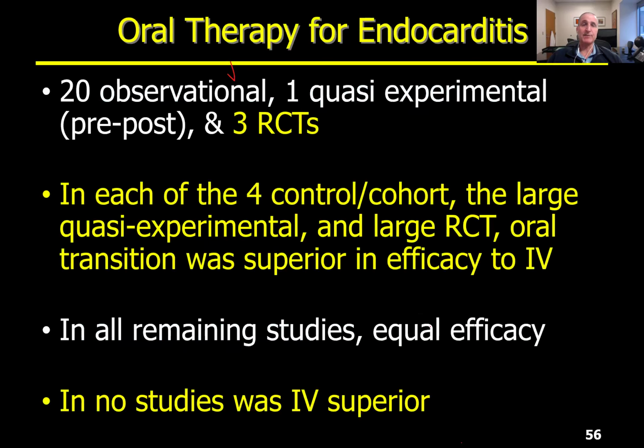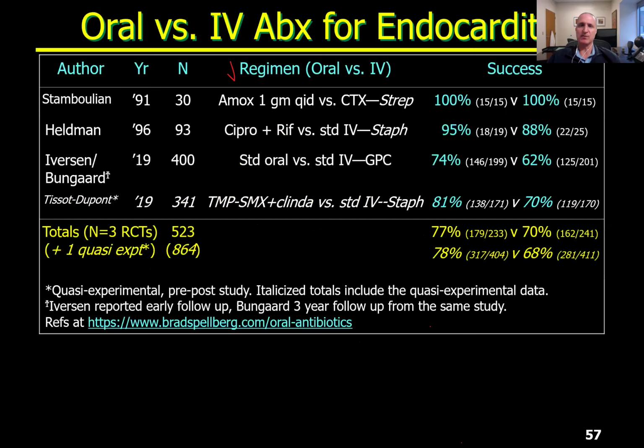So for endocarditis, we have 20 observational studies, a quasi-experimental study, and 3 randomized controlled trials, all of which show oral therapy works. And in the largest of the observational, quasi-experimental, and randomized controlled trials, not only was oral not worse, it was better. And IV was not better in any of these studies. This is not what you would have expected to find when you set out to systematically review this literature.